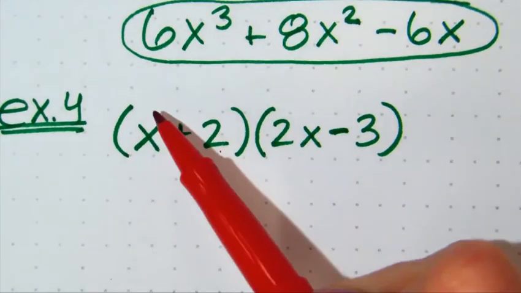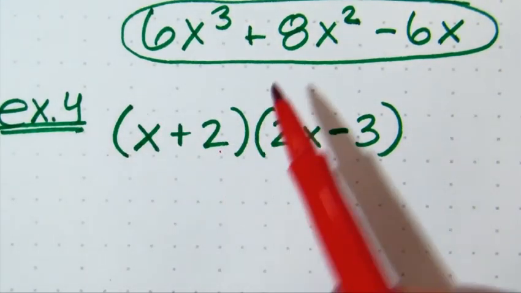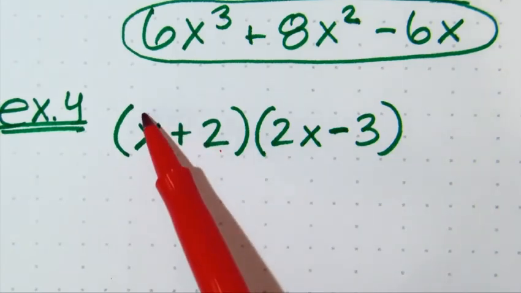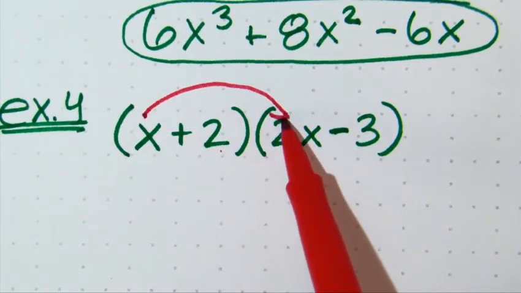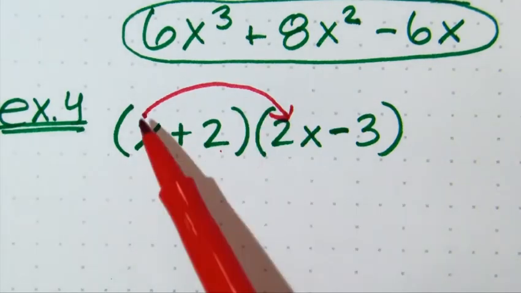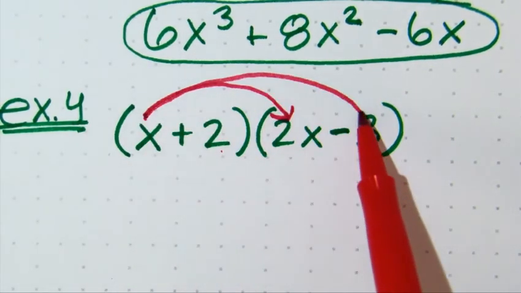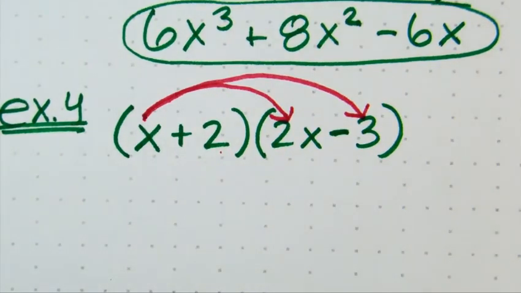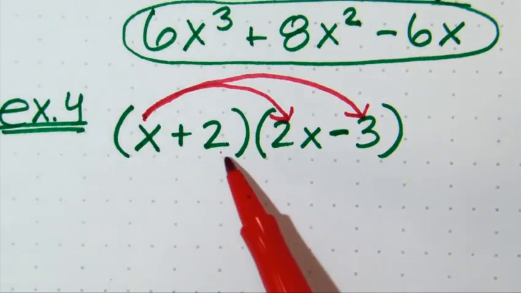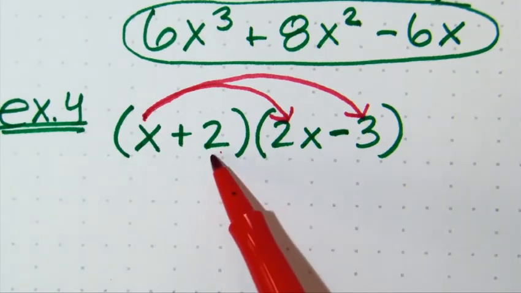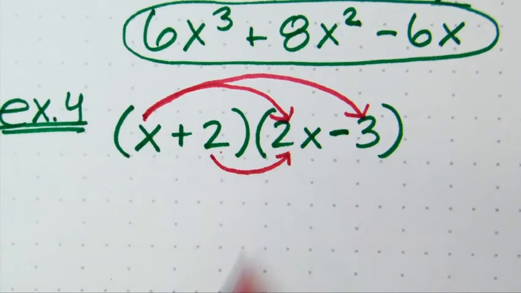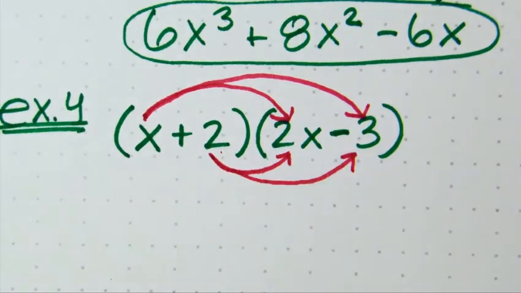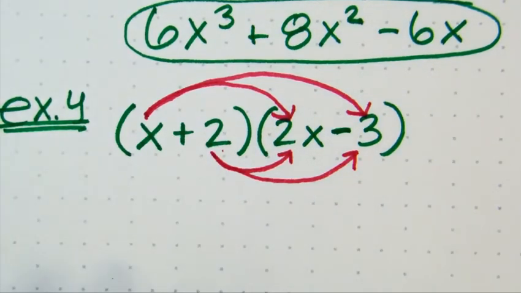So just to keep it from getting tangled up, I'm going to take my first term here, the x, and I'm going to multiply by the 2x here. Then I'm going to take the x and I'm going to multiply by the negative 3. Then I have to distribute the 2. I'm going to draw my arrows underneath. I'm going to distribute the 2 to the 2x and the 2 to the negative 3.